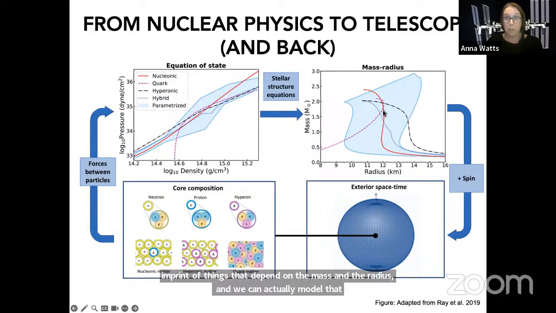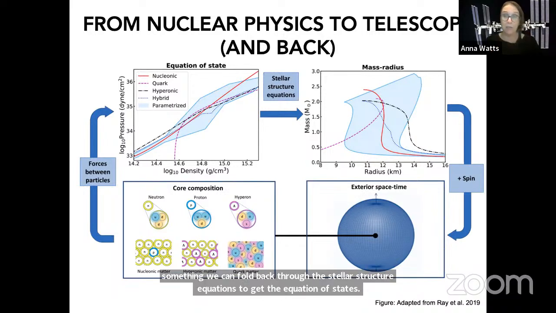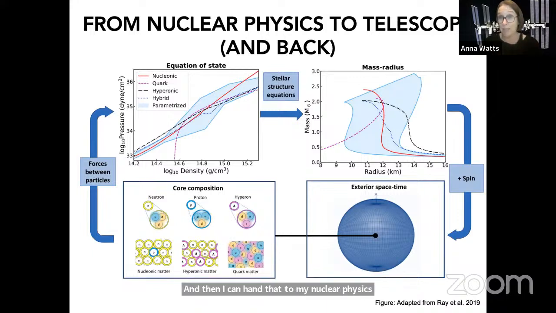We try to do this for multiple stars. That gives us essentially something we can fold back through the stellar structure equations to get the equation of state. And then I can hand that to my nuclear physics colleagues, and they can tell me essentially what it all means. So that is the logic that we follow.